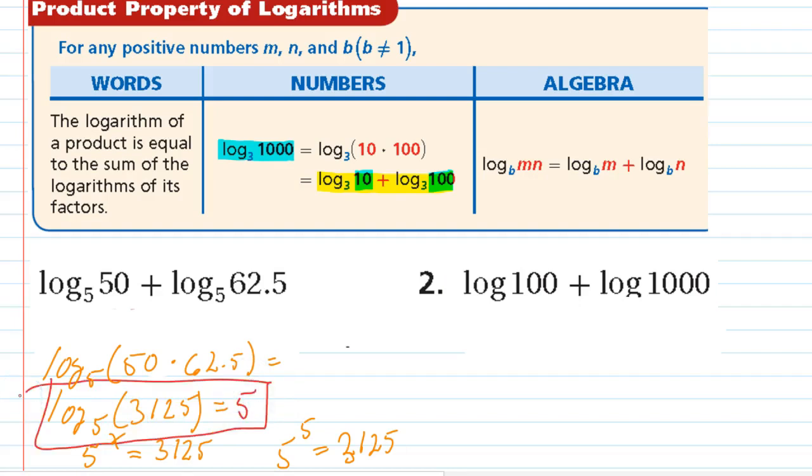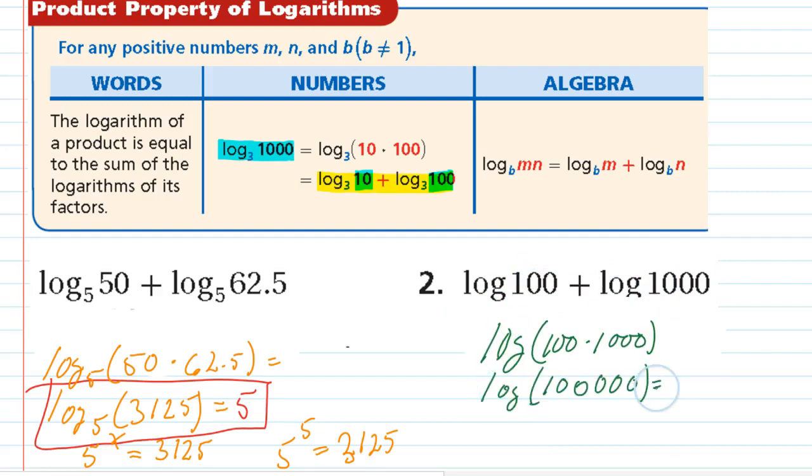Now for the second example on the right, we have log base 10. Remember, if there's no base written, we have a common log of base 10. Log base 10 of 100 plus log base 10 of 1000. I'm going to rewrite it. That gives me log base 10 of 100,000. And if we think about it, 10 to what exponent is equal to 100,000? We'll just count the zeros. There's 1, 2, 3, 4, 5 zeros. So we know our answer again is equal to 5.